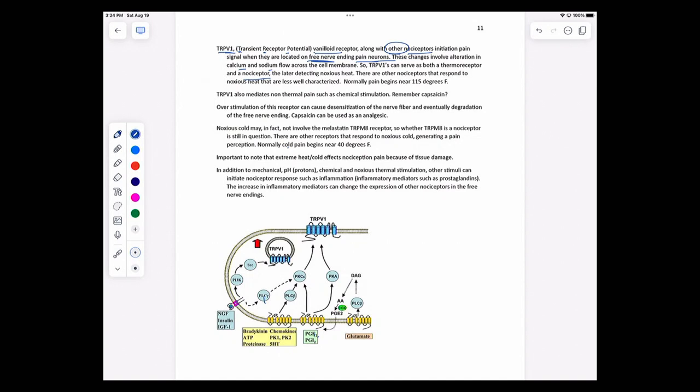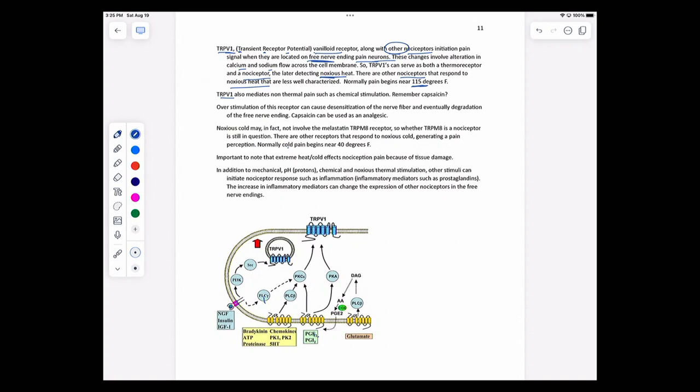But these TRPV1s that are associated with primary pain neurons, their job is to detect noxious heat. And noxious heat meaning this is going to harm my tissue or potentially harm my tissue. Again, there are other nociceptors that are also involved with noxious heat. TRPV1 is not the only one, but it certainly is one of the best characterized. Normally, you will start feeling pain when you are in contact with something around 115 degrees or higher. Then you begin to have pain. Now, if you're having pain with this type of temperature, you're not damaging tissue, but it will affect pain.